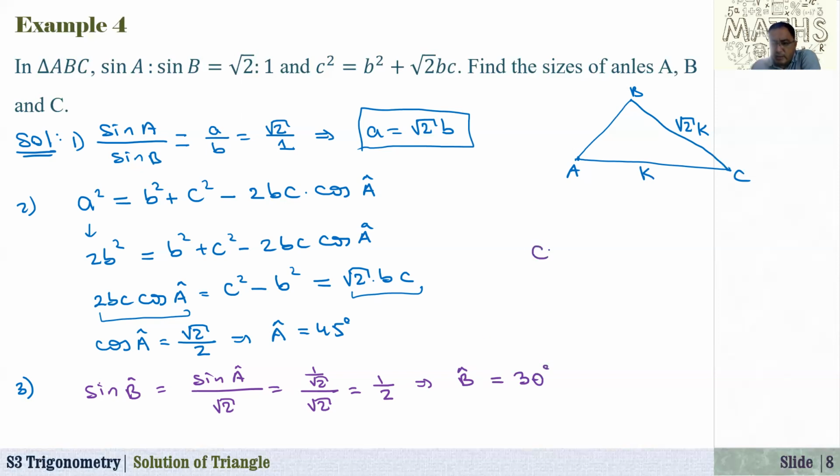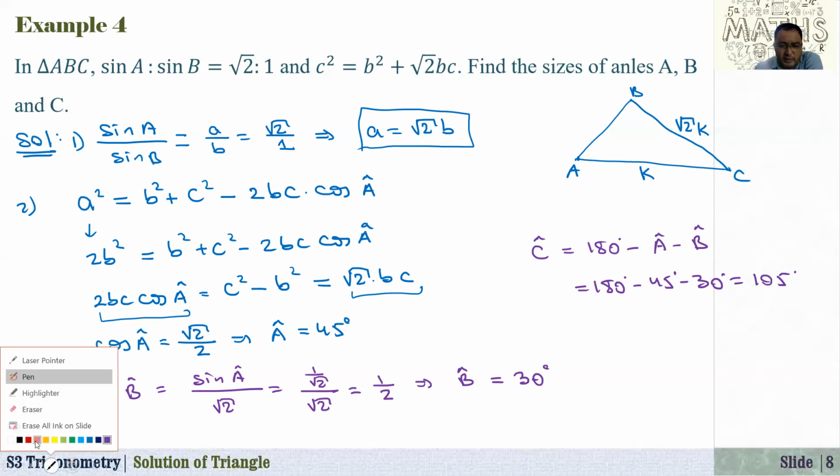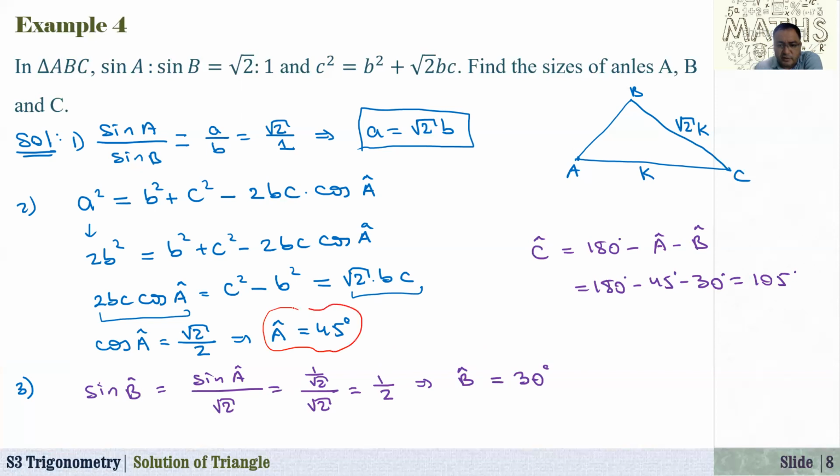So now what is angle C then? Angle C is equal to 180 minus A minus B, which is equal to 180 minus 45 minus 30, that is 75 subtracted, which is equal to 105. So now we have found all the angles. Angle A equals 45 degrees, angle B is 30 degrees, and angle C is equal to 105 degrees.